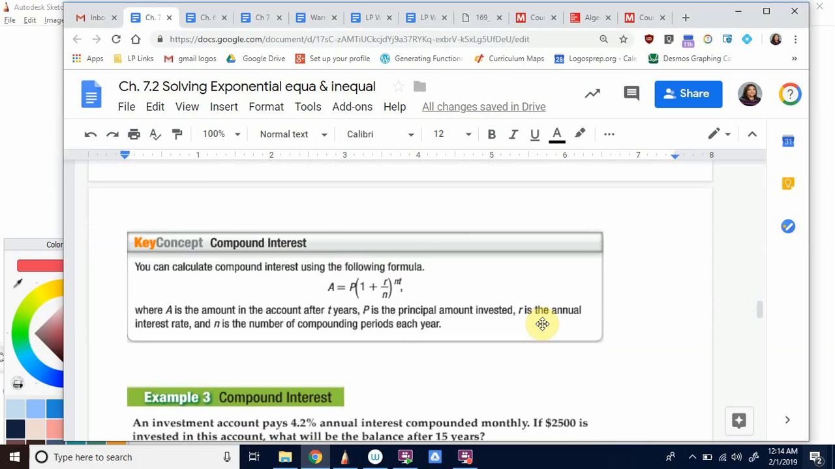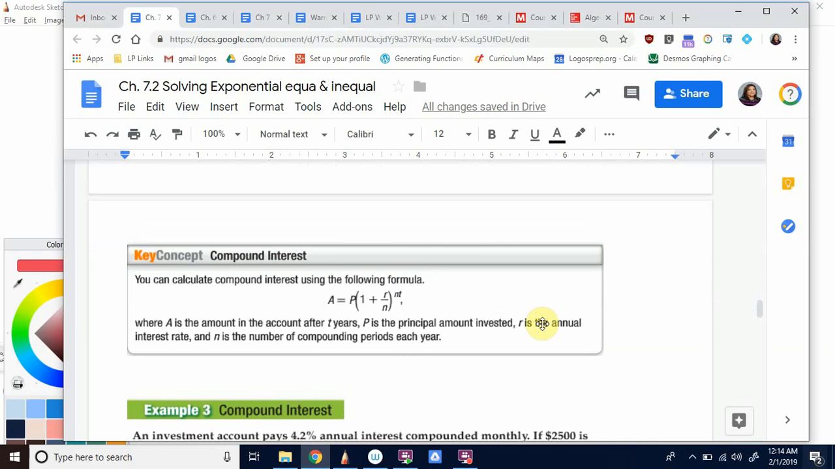Now, exponential functions are used sometimes in situations that involve compound interest. So let's look at this key concept box. You can calculate compound interest using the formula A equals P times 1 plus R over N raised to the NT, where A is the amount in the account after T years, P is your principal amount, what you started with, what you invested, R is the annual interest rate, and N is the number of periods that are compounding in the year.